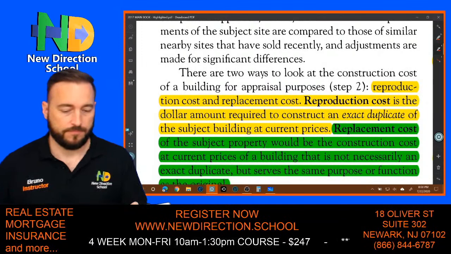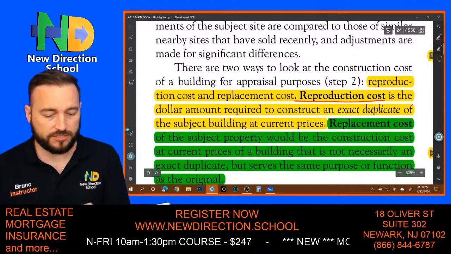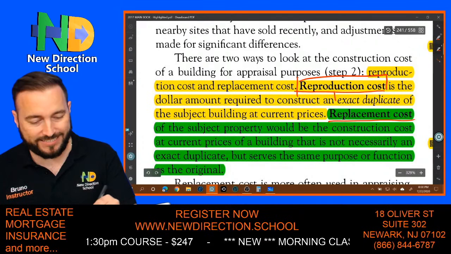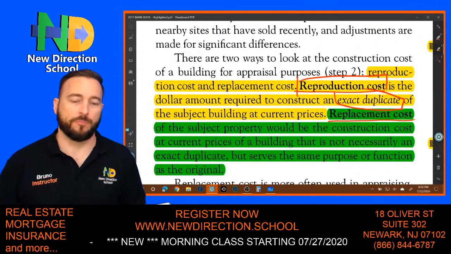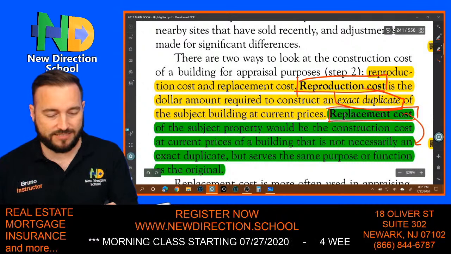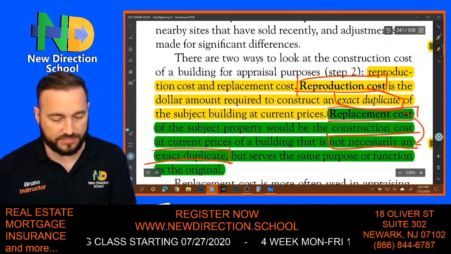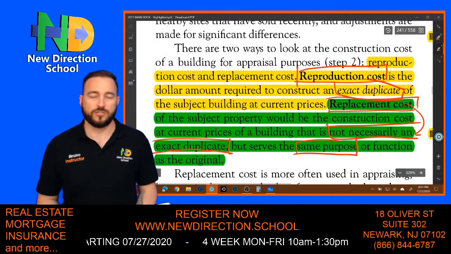Reconstructing in this case, there's a reproduction cost and there's a replacement cost. When you see reproduction cost, we're talking about exact duplicates. What is an exact duplicate? We're using the exact same material that was used before to build this type of property. A replacement cost is using something that's not necessarily an exact duplicate, but serves the same purpose or function.